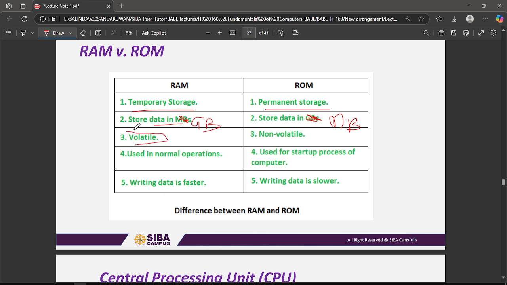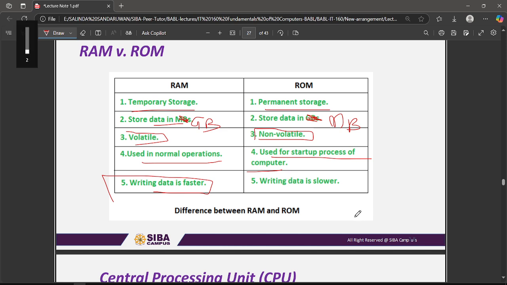When the electricity is turned off, RAM will erase data. ROM, no. When you turn off the electricity, it will remain. RAM is used in normal operations, but ROM is used for the startup process of the computer, right? The data writing speed of RAM is fast, but the ROM data writing speed is not fast. It writes data slower, right?